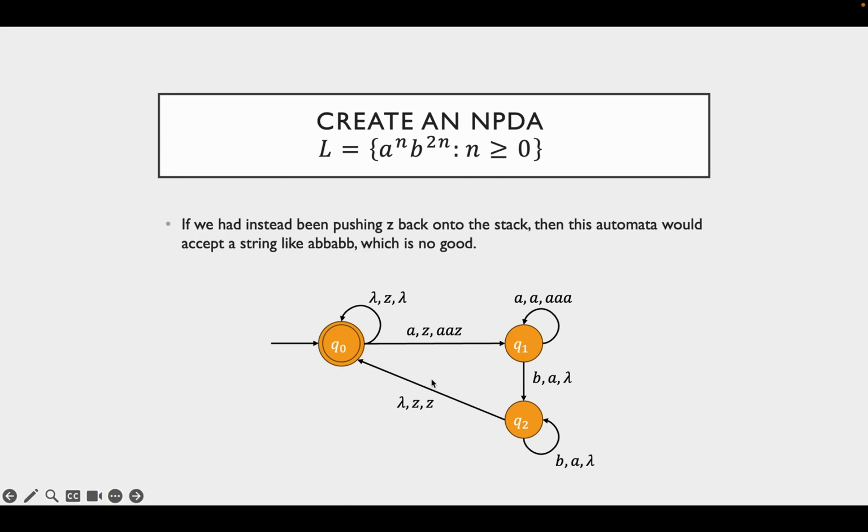Now, if we were to change this and push Z onto the stack, then we could end up in a really weird place. But because we're pushing nothing onto the stack, we won't accept words that are not in the language.